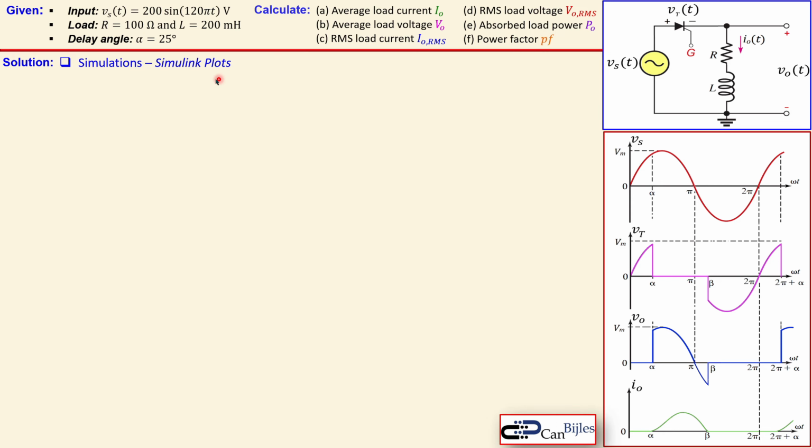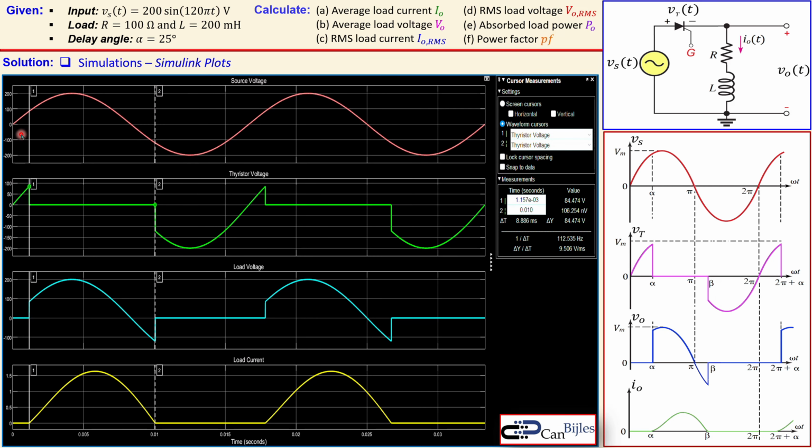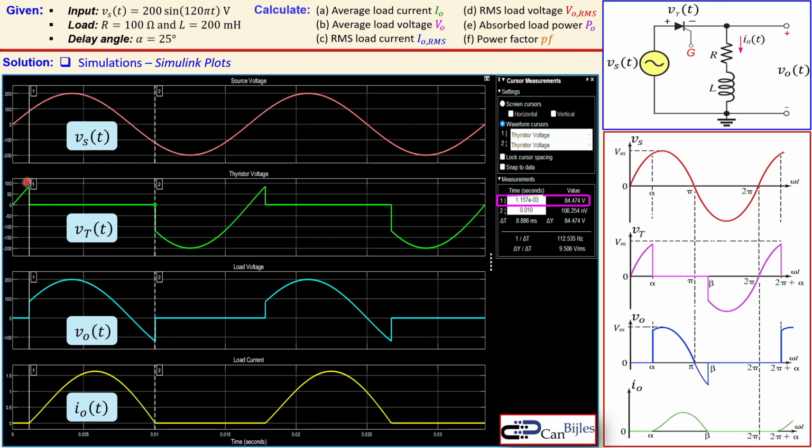Now how about the waveforms in the Simulink plot? Let's also look at that. The red one here is the source voltage. The green one is our thyristor voltage. The cyan color, or light blue color, is our load voltage. And the yellow one is our load current. You see here there are 2 labels, 1 and 2. That's for the thyristor voltage. I would like to discuss it in more detail.